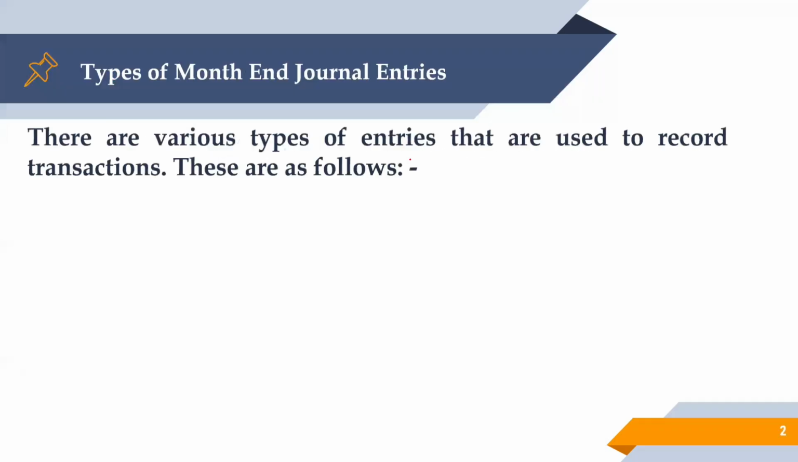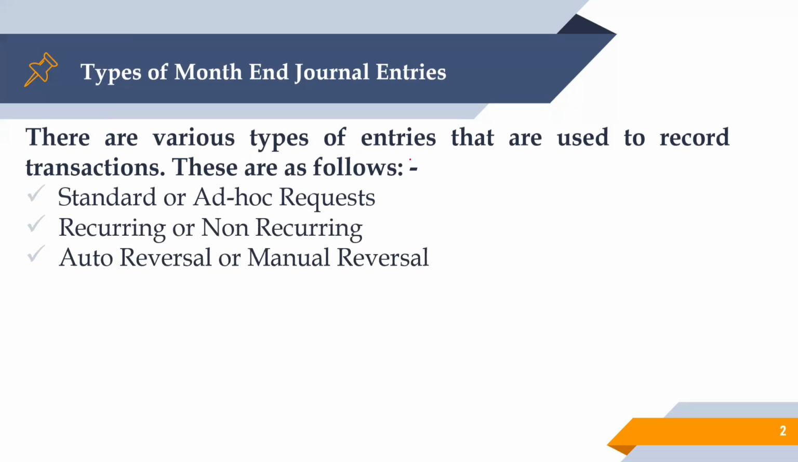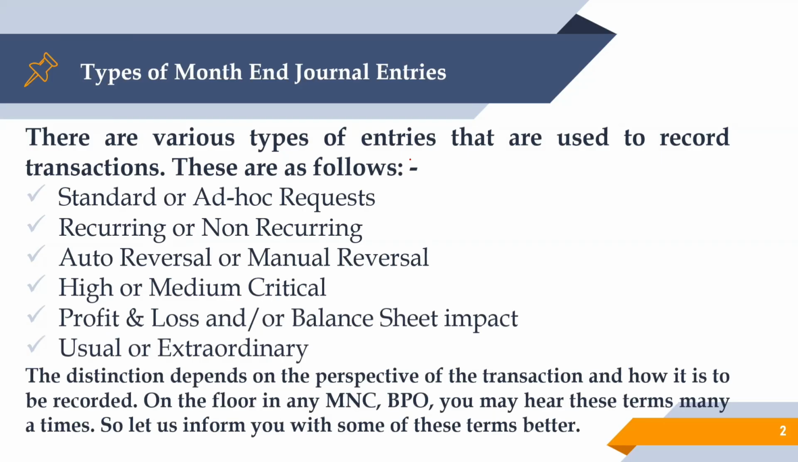So let's start. Types of month-end journal entries. There are various types of entries that are used to record transactions. These are as follows. The first, standard or ad hoc request, recurring or non-recurring, auto reversal or manual reversal, high or medium critical, profit and loss or balance sheet impact journal entries, usual or extraordinary journal entries.